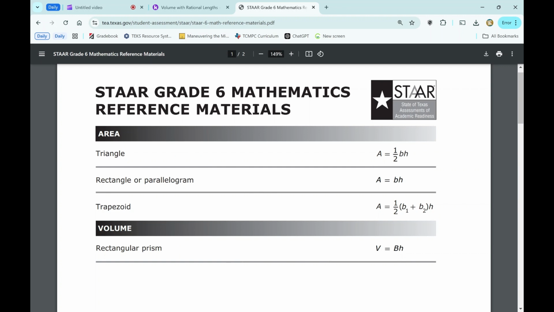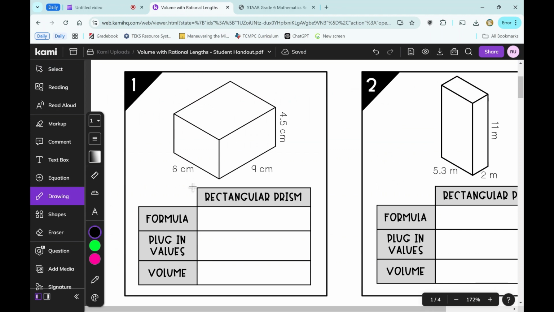Remember, volume is equal to base times height. Remember, I told you this big B means something different than these little b's. So big B actually has two dimensions, length and width. So this is volume is equal to base times height, or volume is equal to length times width times height. So we're going to use that information to solve here.